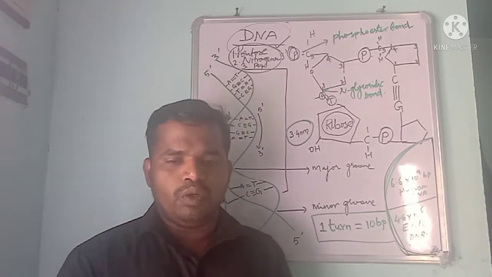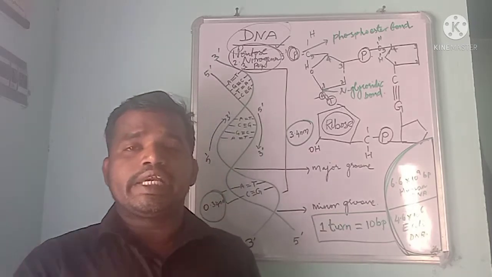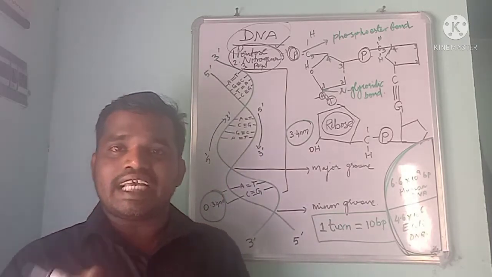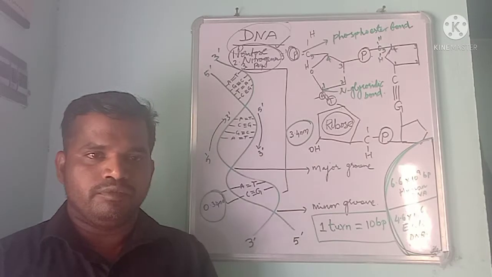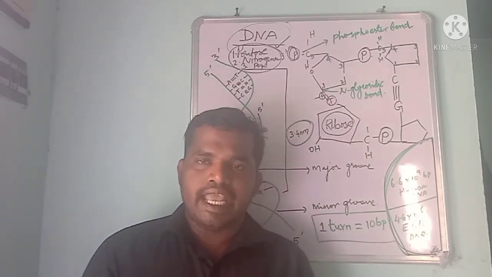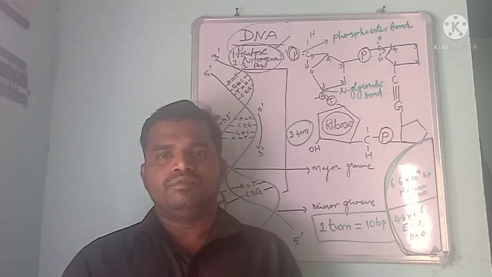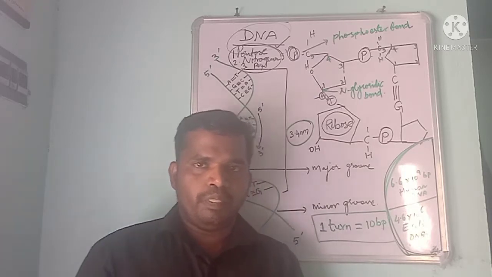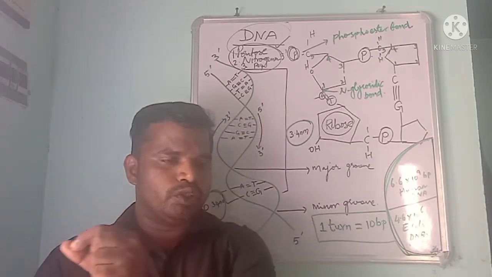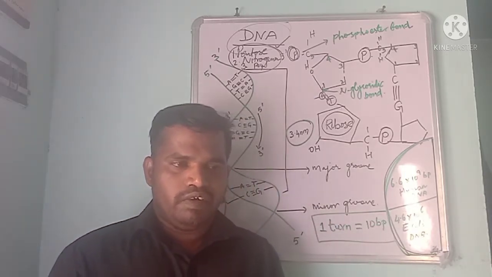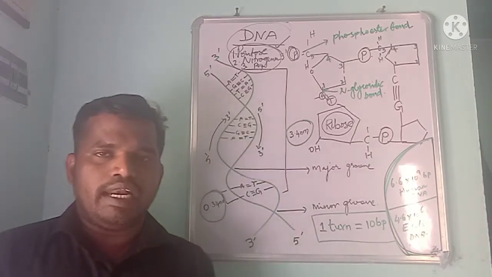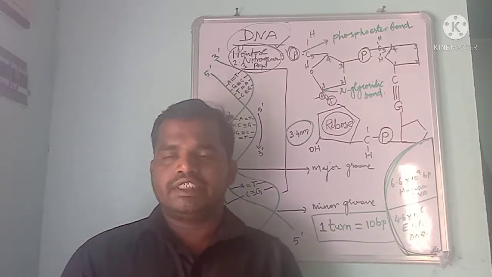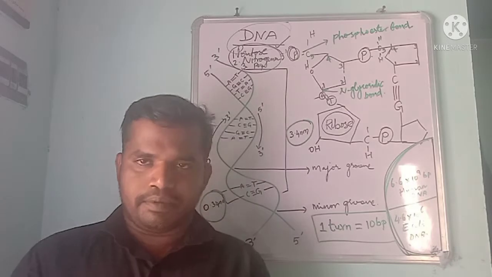Griffith used E. coli bacteria as his experimental organism. That will be the key point for you. So when the question is asked, what organism is used in the Griffith experiments, you can answer it: E. coli is used in the Griffith experiments.